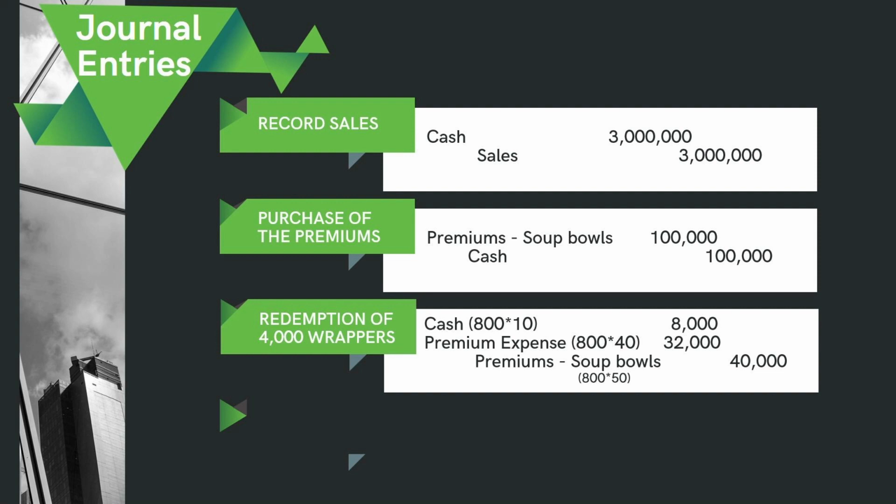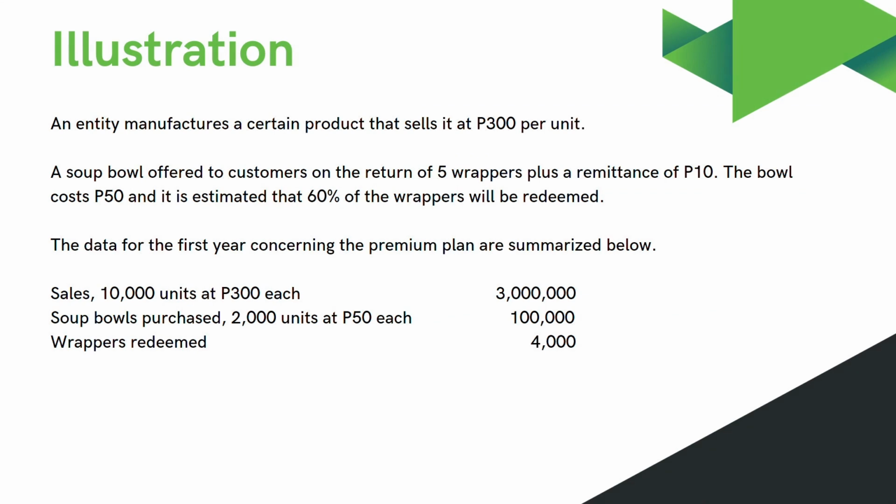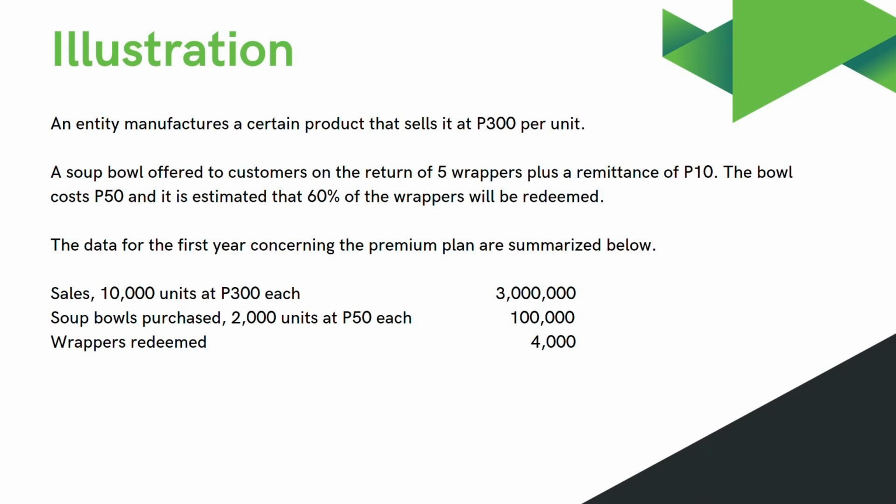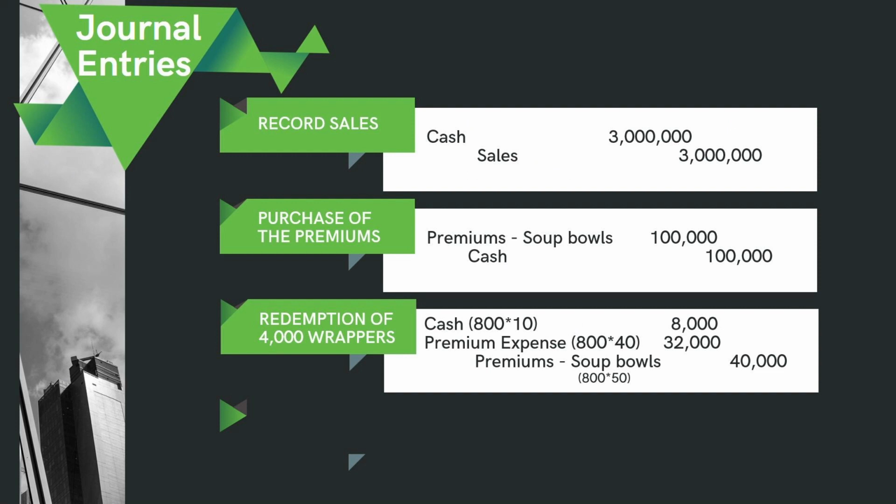But the question is, how do we compute it? Okay? So, in order to compute that, we will first check how many soup bowls we gave out. You were told earlier that the wrappers redeemed is 4,000. So, 4,000 divided by 5 wrappers each, right? Divided by 5. So, that is a total of 800. So, meaning, you gave out 800 soup bowls. That is why here, your cash is 800 times 10 pesos, that's 8,000.